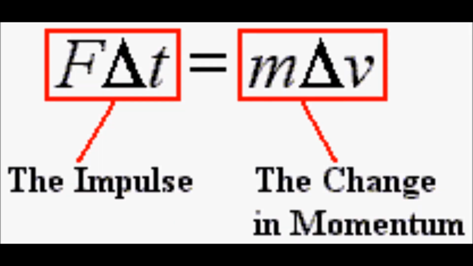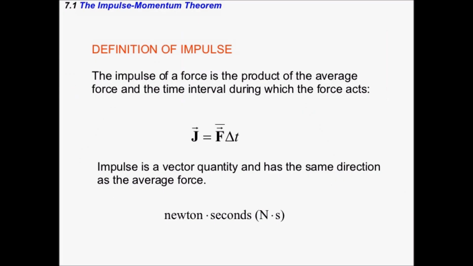The impulse and change in momentum can be calculated by the equation F delta t equals mv. mv is the change in momentum while F delta t is the impulse. Or we can calculate this impulse by J equals F delta t, where F is the force in Newtons, t is the time, and J is the impulse in Newton-seconds.